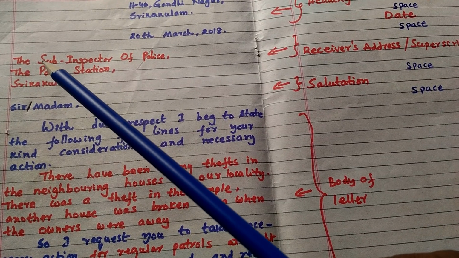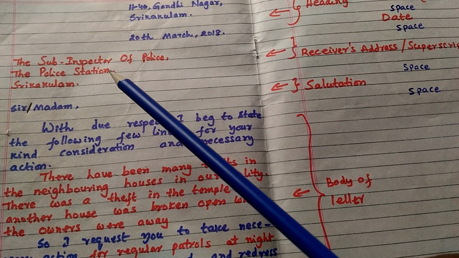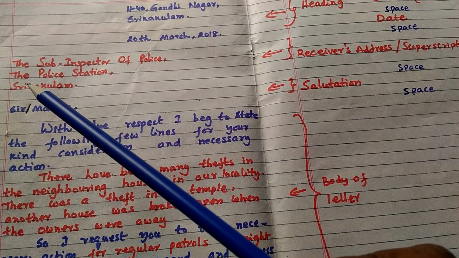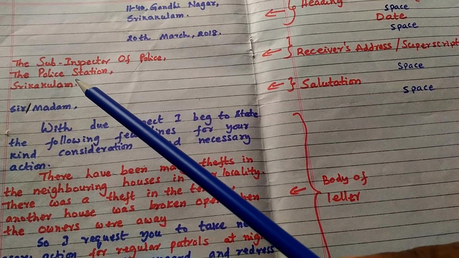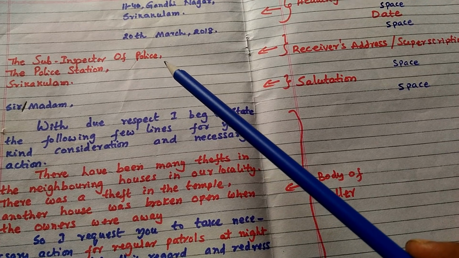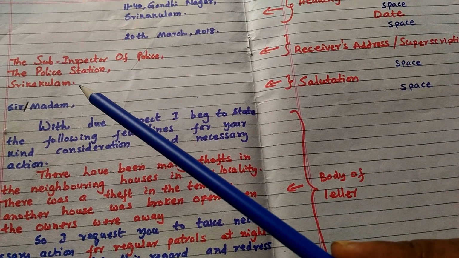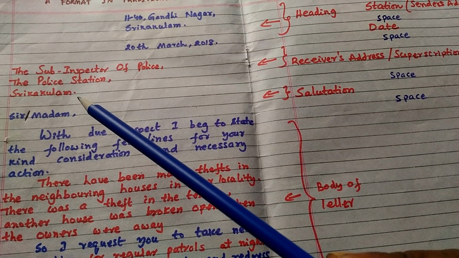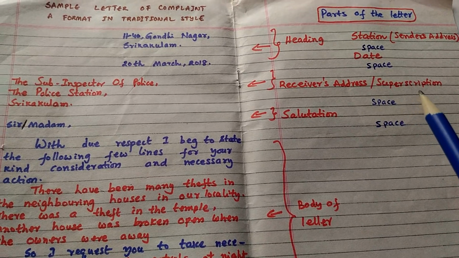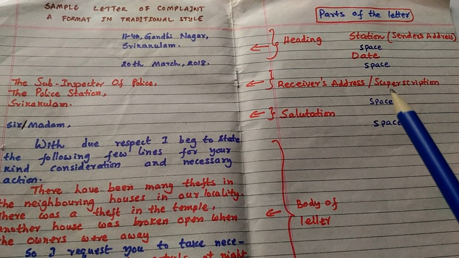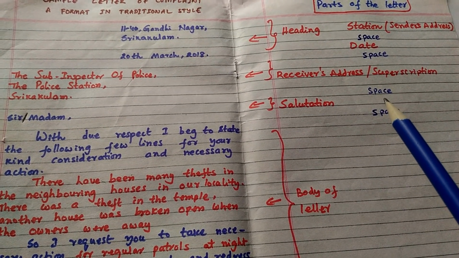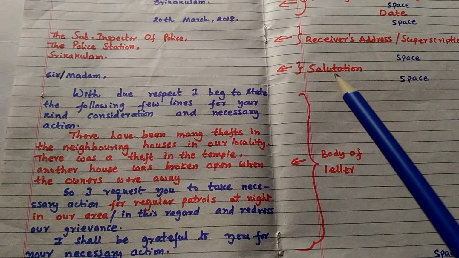The T capital letter, S capital letter, I capital letter, O capital letter, P capital letter. And then here T capital letter, P capital letter, S capital letter. Here S is capital letter. After writing each line we have to put a comma, and at the end there must be a full stop. This part is called receiver's address or superscription. This is the third part. And next we have to give some space, and then we have to write the salutation.